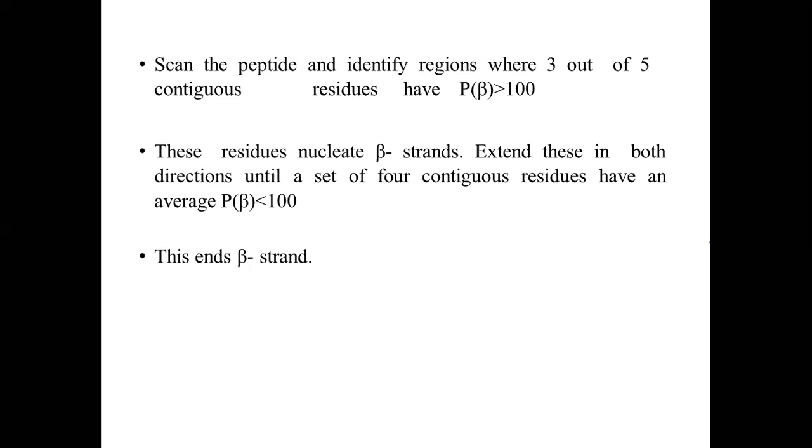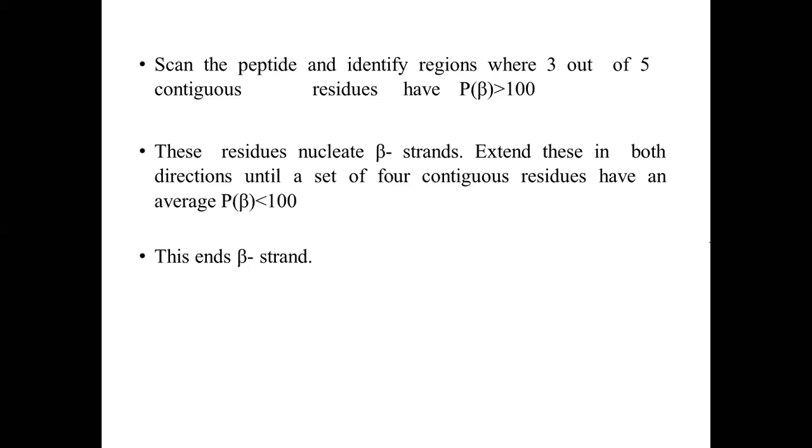Suppose you have a peptide of 20 amino acids, where 3 out of 5 contiguous residues have propensity of beta greater than 100. If you have 3 out of 5 amino acids and you add the values of these 3 amino acids, and the values are more than 100, then you will consider it a beta sheet. These residues nucleate beta strands. Extend these in both directions until a set of 4 contiguous residues have an average of P beta less than 100.